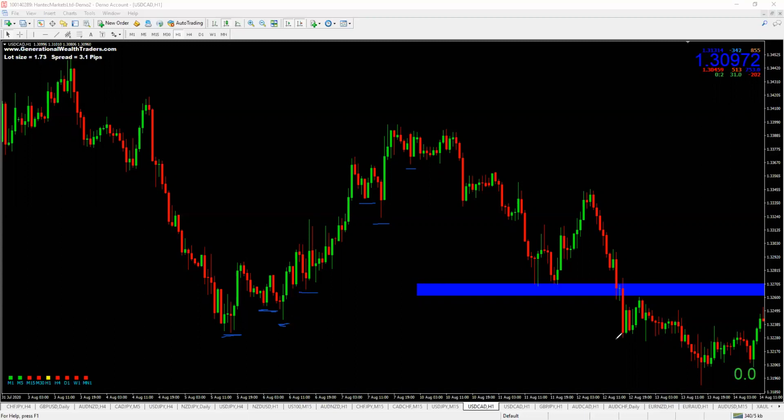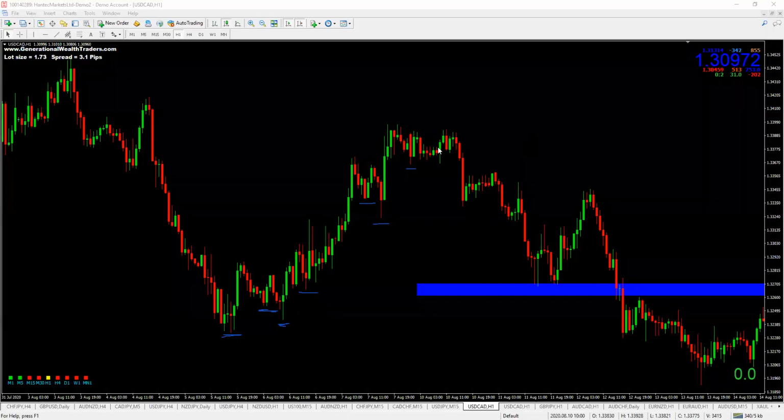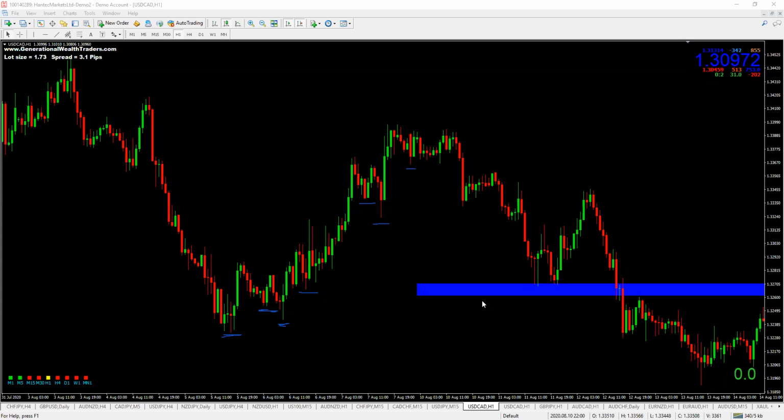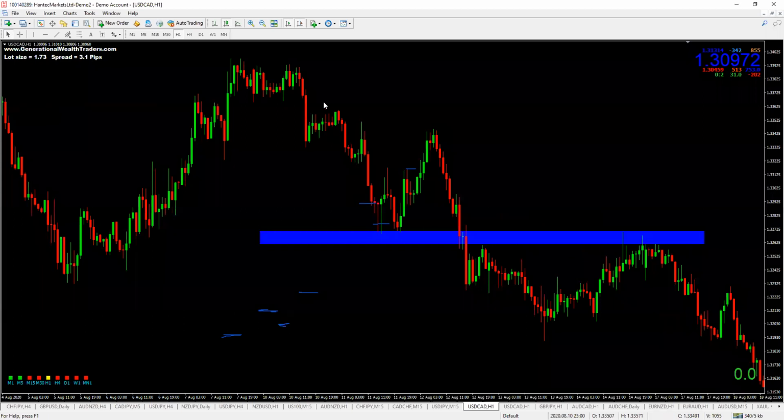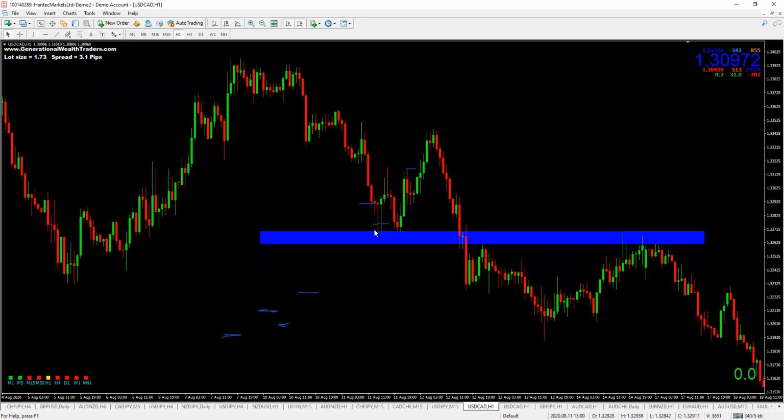So when the price is dropping, say you entered a sell here and the price is dropping, it can easily take out what is a minor structure low. The struggle would be more where there is a major structure low. This one, for instance, is a major structure low.